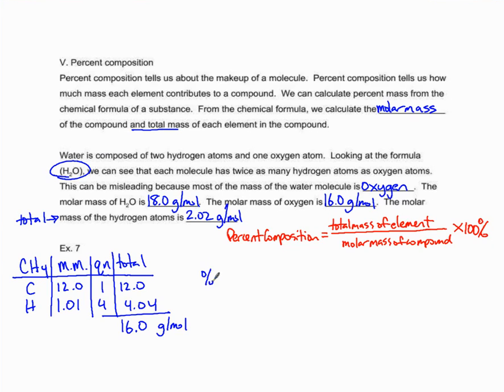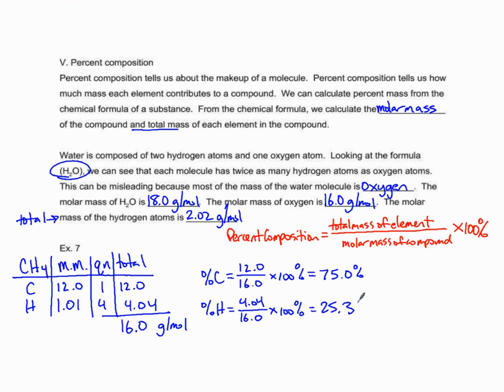So our percent by mass of carbon, its total mass was 12.0, and the molar mass of the compound is 16.0. And this is times 100 to make it a percentage. Comes out to be 75.0%. For the hydrogen, 4.04 divided by 16.0 times 100 to make it a percentage, and we come out to 25.3%.